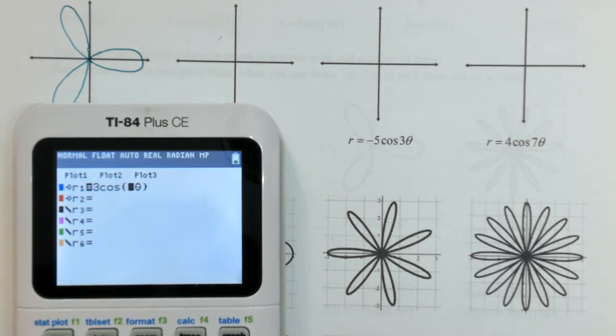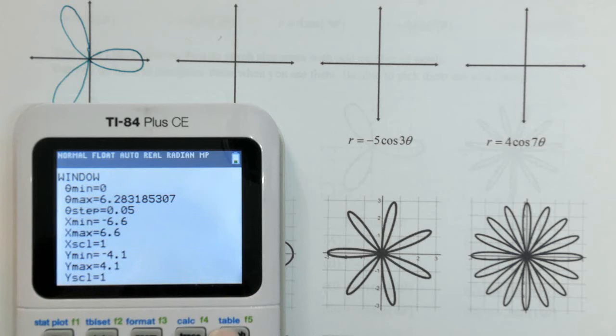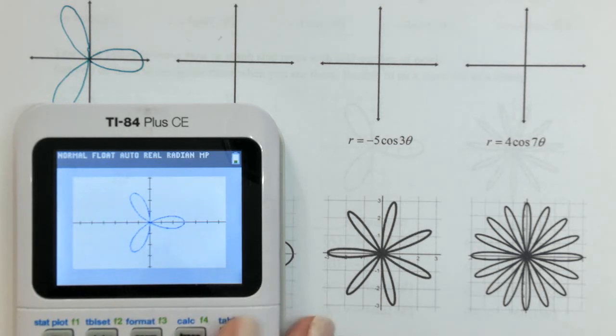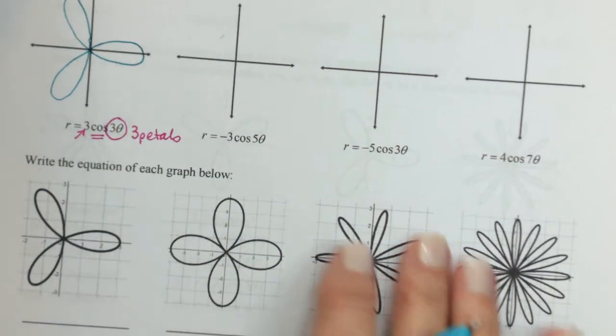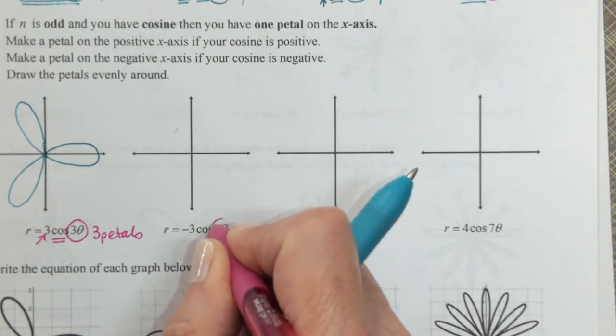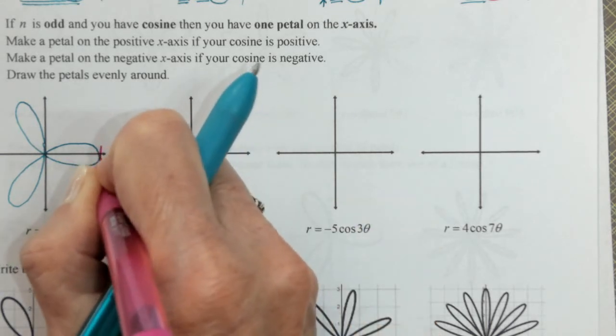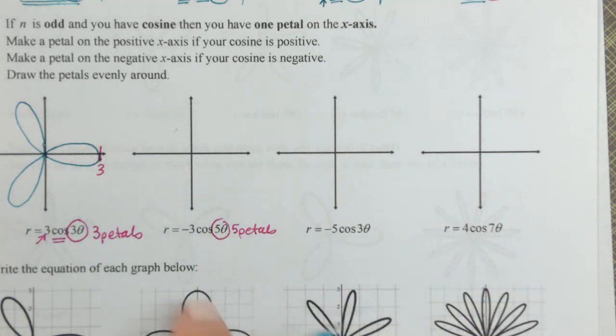Let's confirm. 3 cosine 3 theta. So see, nice and smooth. Now do you see how my graph is going over itself? That just means that I didn't need to go all the way to 2 pi. I could have stopped at pi. But that's that graph. Okay, what about negative 3 cosine 5 theta? 5 theta, so 5 petals. And by the way, I should say that each of these is length 3. Okay, negative 3, so I'm going to draw 1 petal on the negative x-axis.